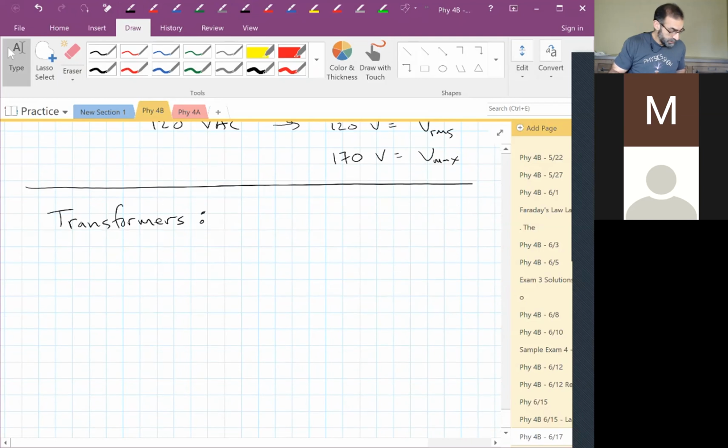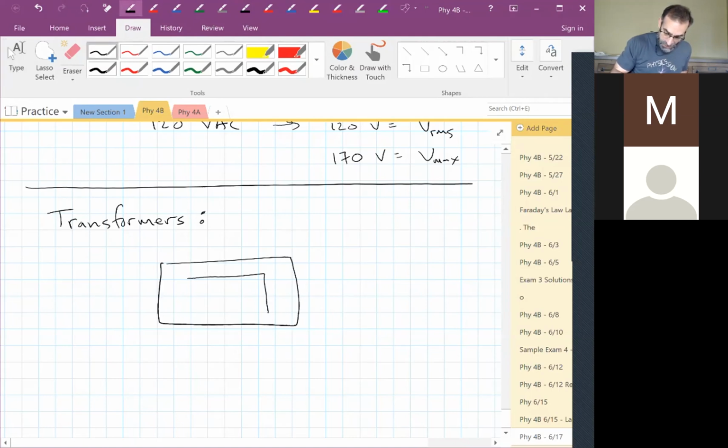How do we do that? Well, we have to have a changing flux in one coil that feeds into another coil of wire. We use an iron core to get the magnetic flux from one coil into the other one. We usually draw it this way in our textbooks, but in actuality, they're built a little differently. I'll tell you about that. But this is our iron core.